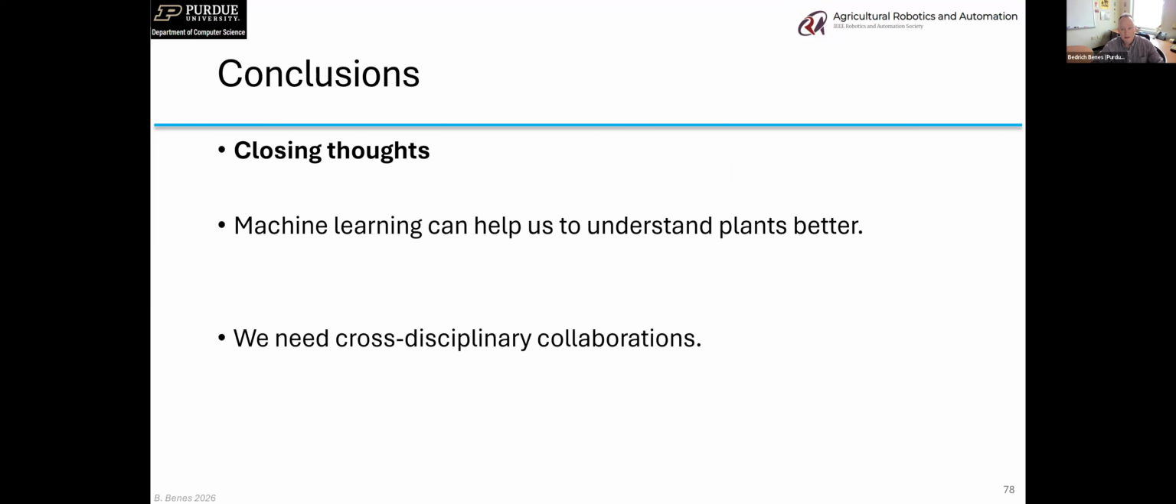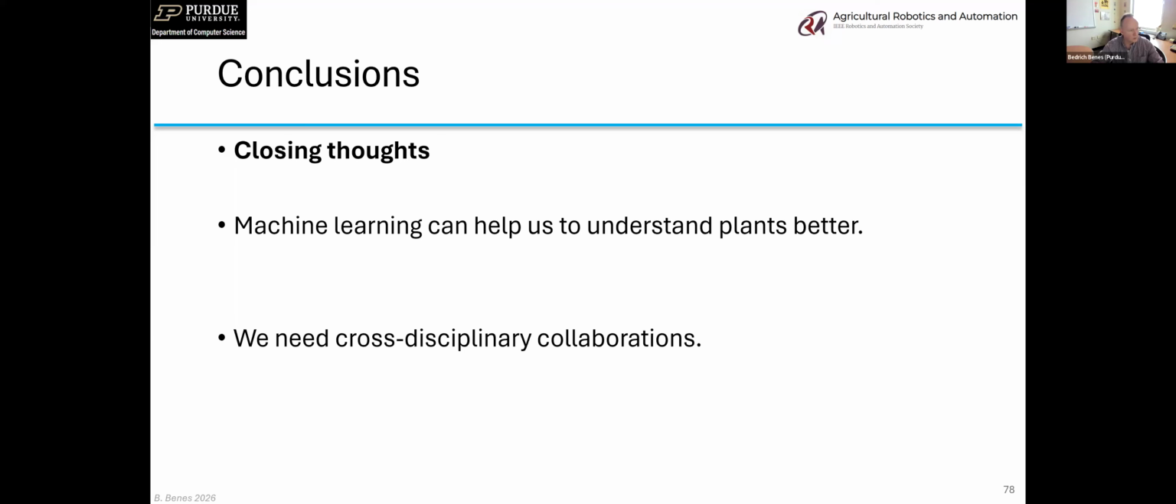So the closing thoughts are that machine learning can definitely help us to understand plants better. We need to make sure that we don't give up control. We need to make sure that we use all the approaches from explainable AI to understand what the models are learning and what is actually happening there. And the most important thing is that we definitely need cross-disciplinary collaborations.